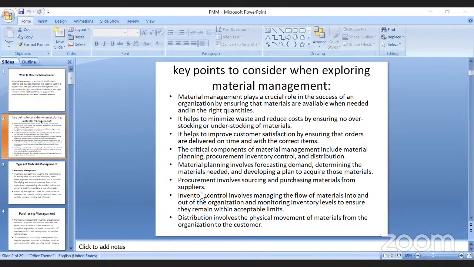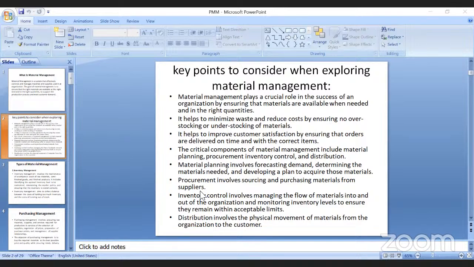Next, procurement involves sourcing and purchasing materials from suppliers. In this point, you can also ask a question: why is it telling purchasing of materials, and why does procurement involve sourcing and purchasing of materials? When we have decided to purchase the materials from different suppliers, you are sourcing and purchasing materials from different suppliers and will not depend upon only one supplier. We have to depend on many suppliers, right?